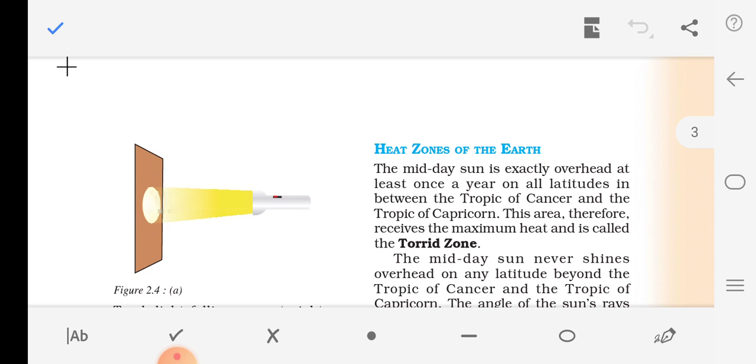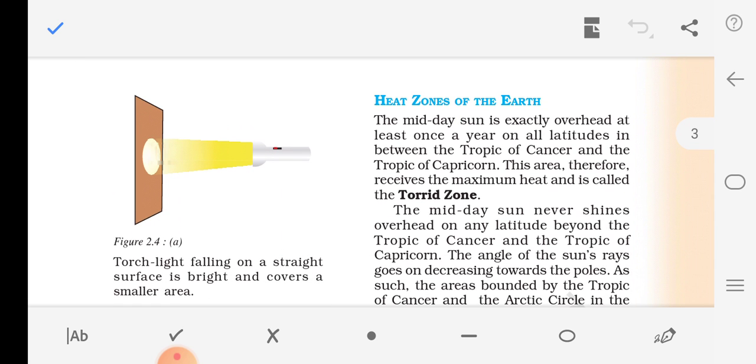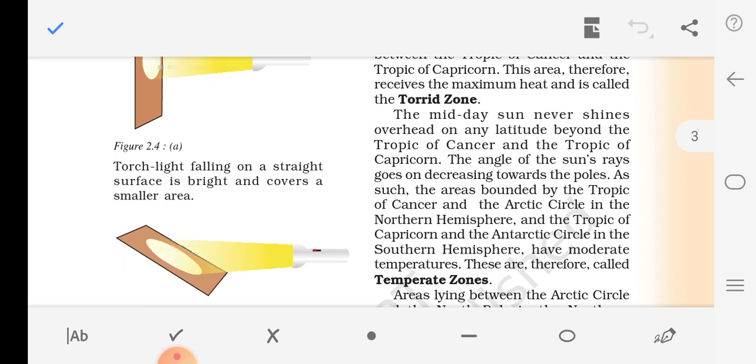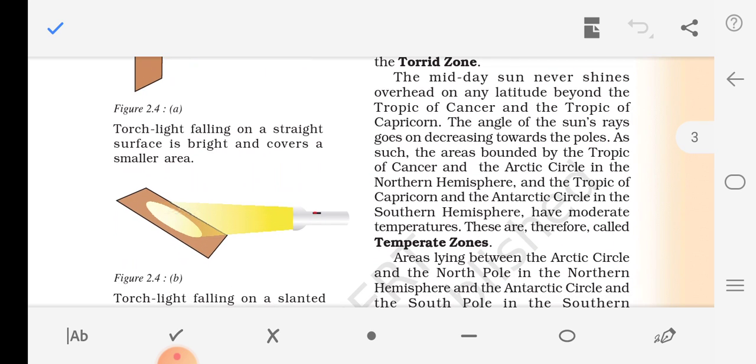The midday sun is exactly overhead at least once a year on all latitudes between the Tropic of Cancer and the Tropic of Capricorn. This area therefore receives maximum heat and is called the torrid zone. That is, 0 degree to 23 and a half degree north and 0 degree to 23 and a half degree south is known as the torrid zone. Okay children, now let's see temperate zones.